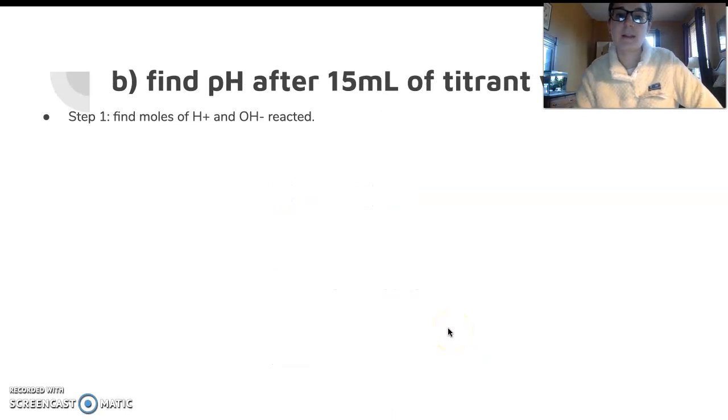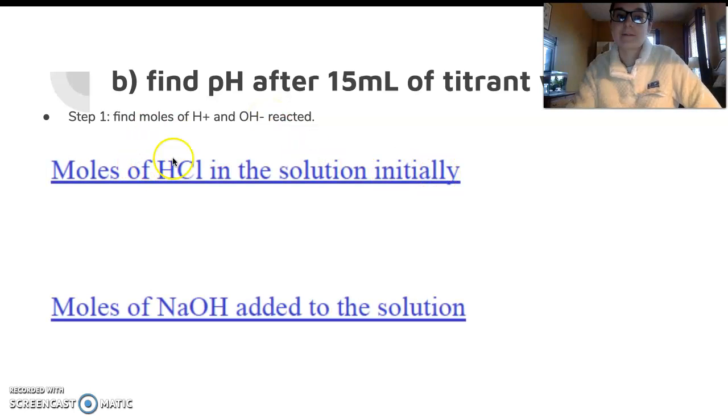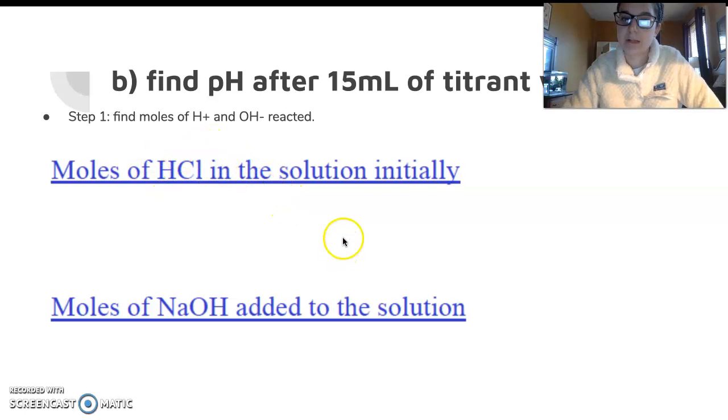Part B, we want to find the pH of the solution after 15 mL of titrant was added. So our first step is to find the moles of H plus and the moles of OH minus that react, okay? Because the reaction between H plus and OH minus is going to change the pH of the solution. So first I want to find the initial moles of HCl in the solution, because again it's a 1-to-1 ratio between moles of HCl and moles of H plus.